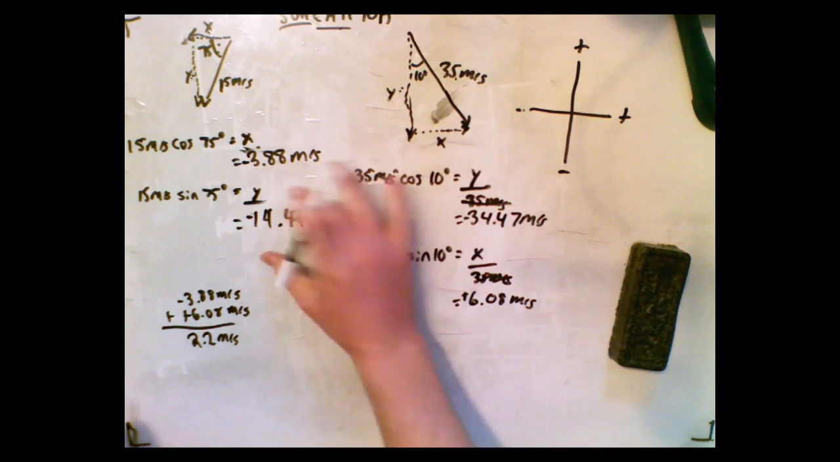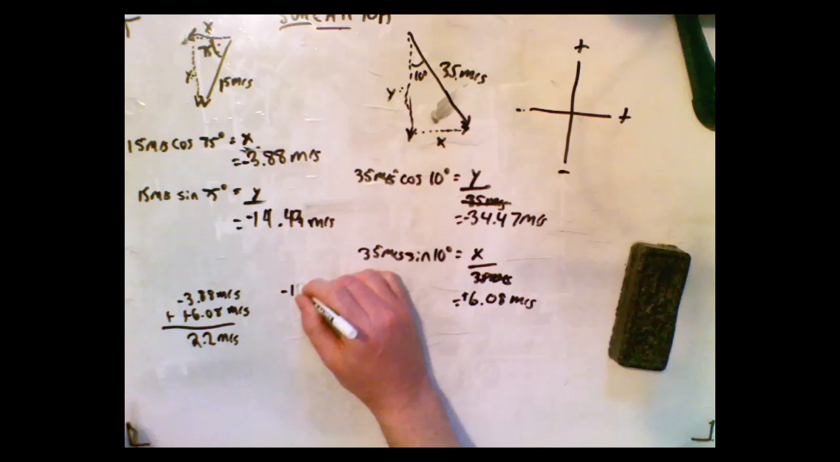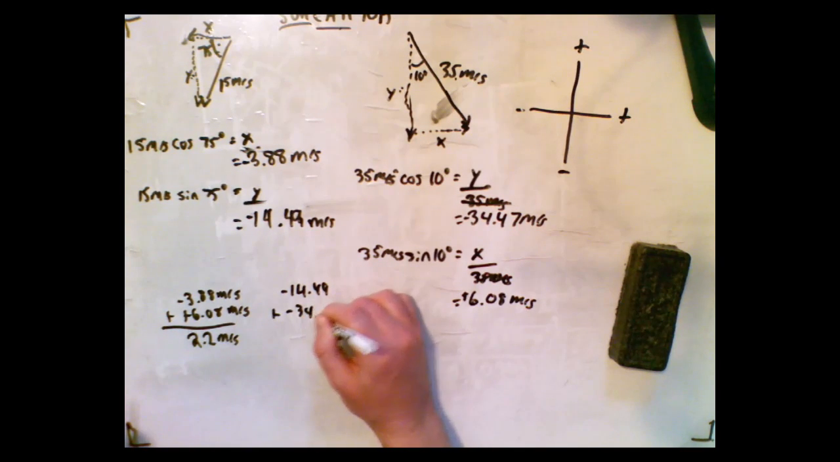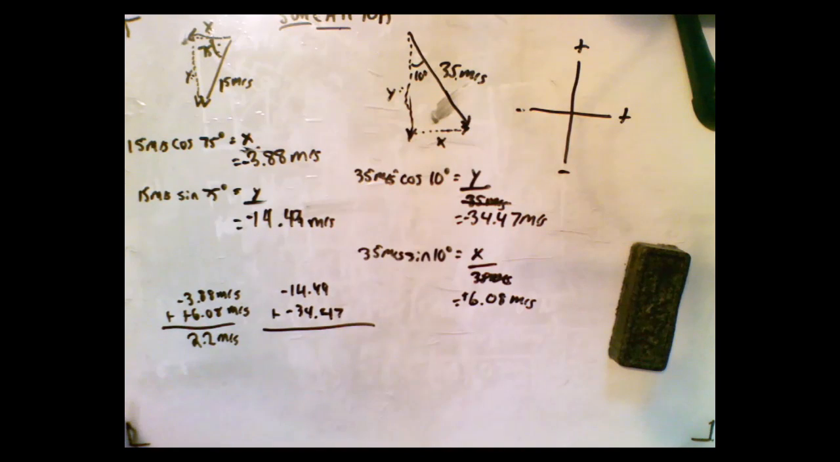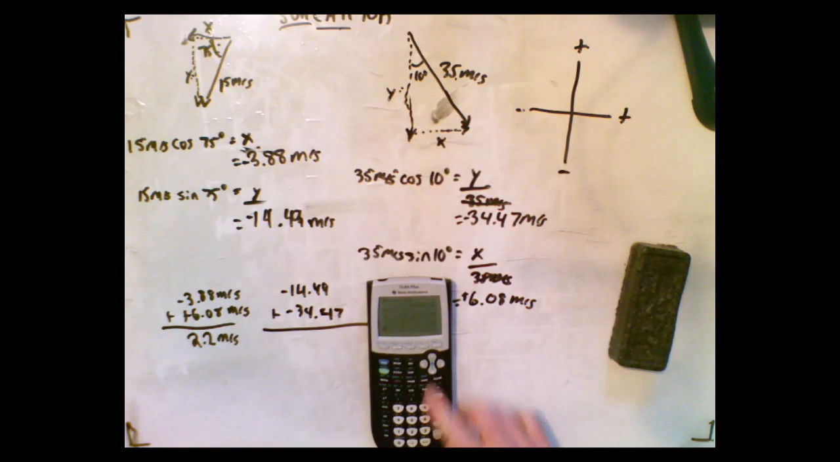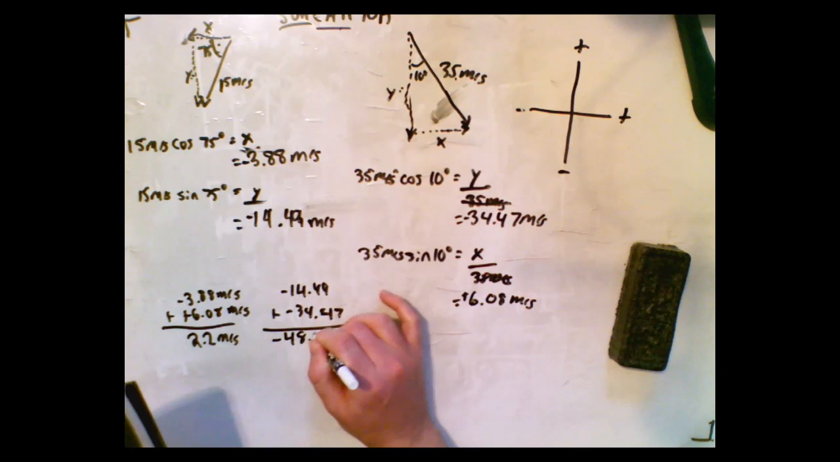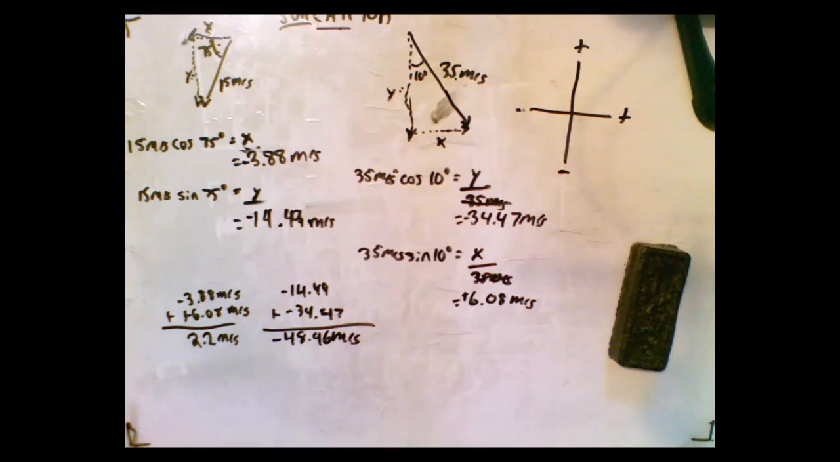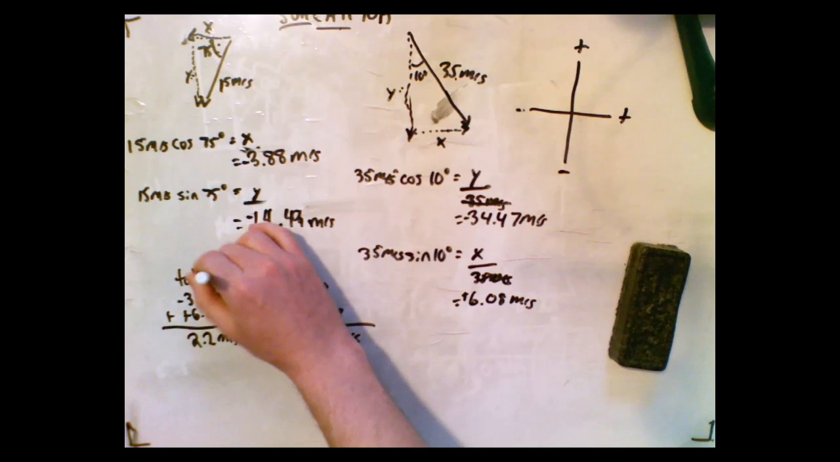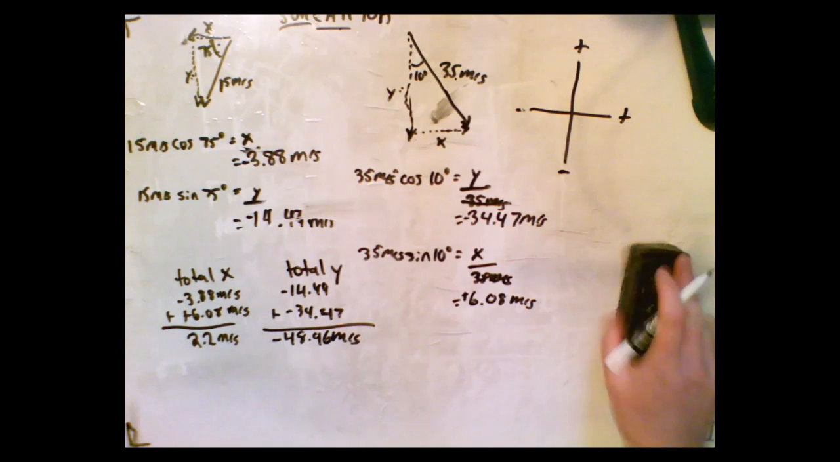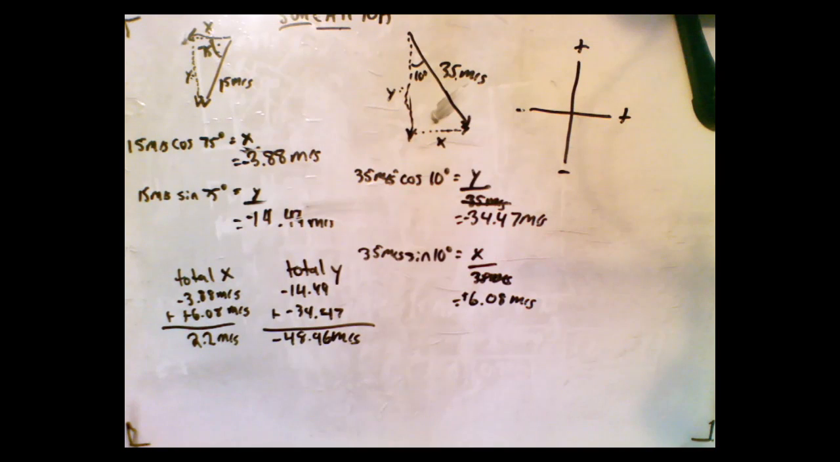And then I'm going to add my two y's together. So negative 14.49, and I'm going to add it to negative 34.47. And I get negative 48.96 meters per second. So this is my total x, and this is my total y. Okay, this is positive.